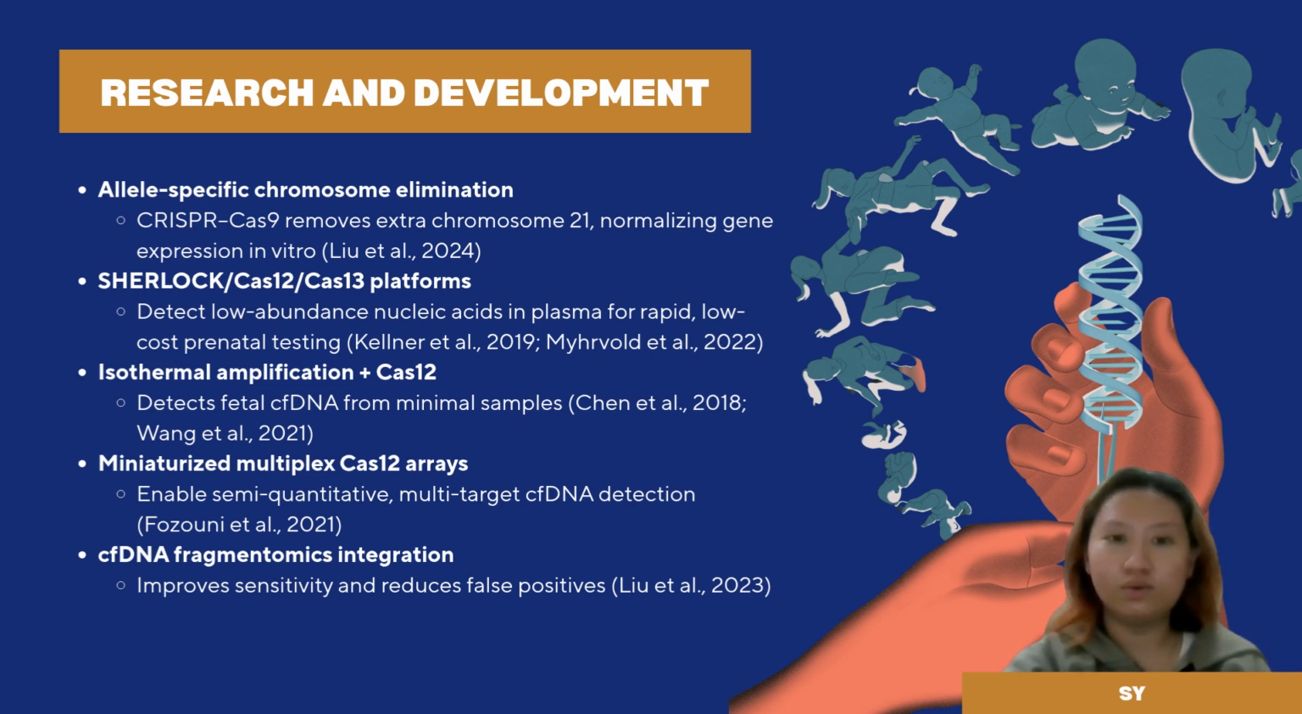And in 2021, Faustina's research took a step further by creating a miniature multiplex Cas12 sensor array. This can detect multiple genetic targets simultaneously, making it possible to distinguish whole chromosome changes from single gene variants in one test. And finally, in 2023, Liu's team created an approach integrating fragmentomics. This studies patterns in DNA fragment size, methylation, and nucleosome positioning into CRISPR-based assays. This boosts sensitivity and reduces false positives, enabling earlier and more reliable aneuploidy detection.